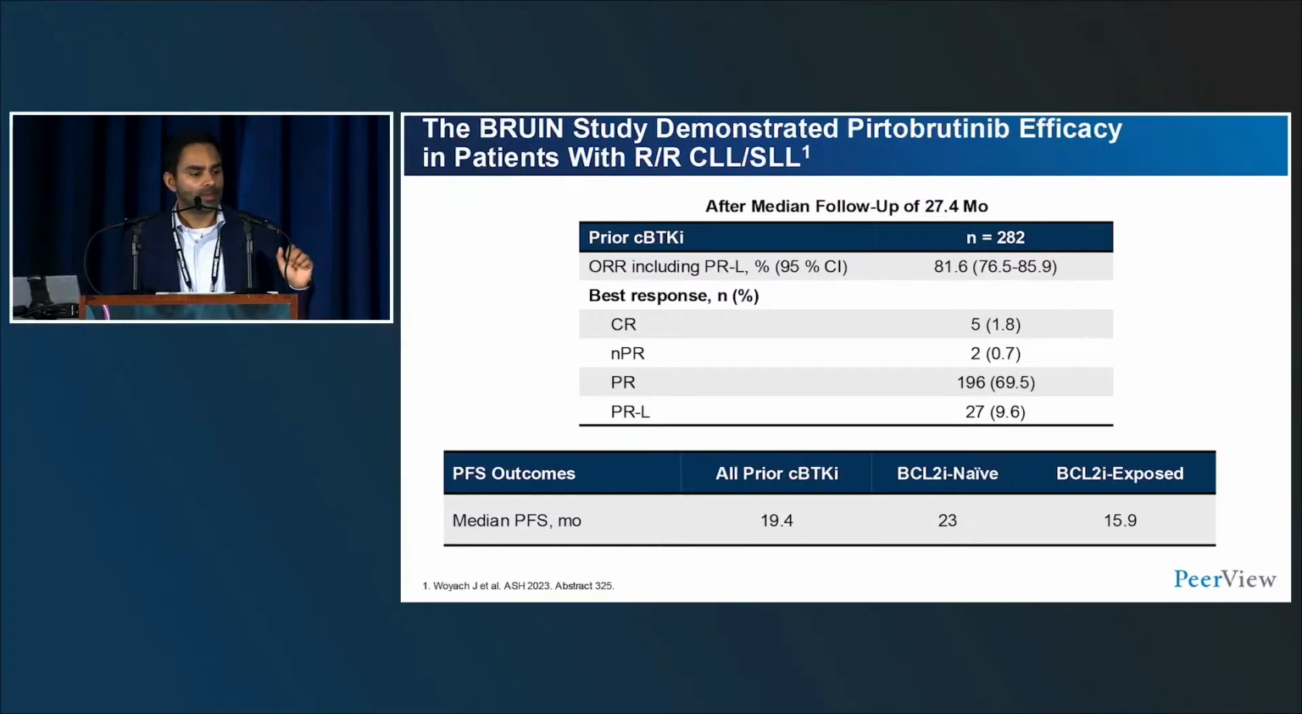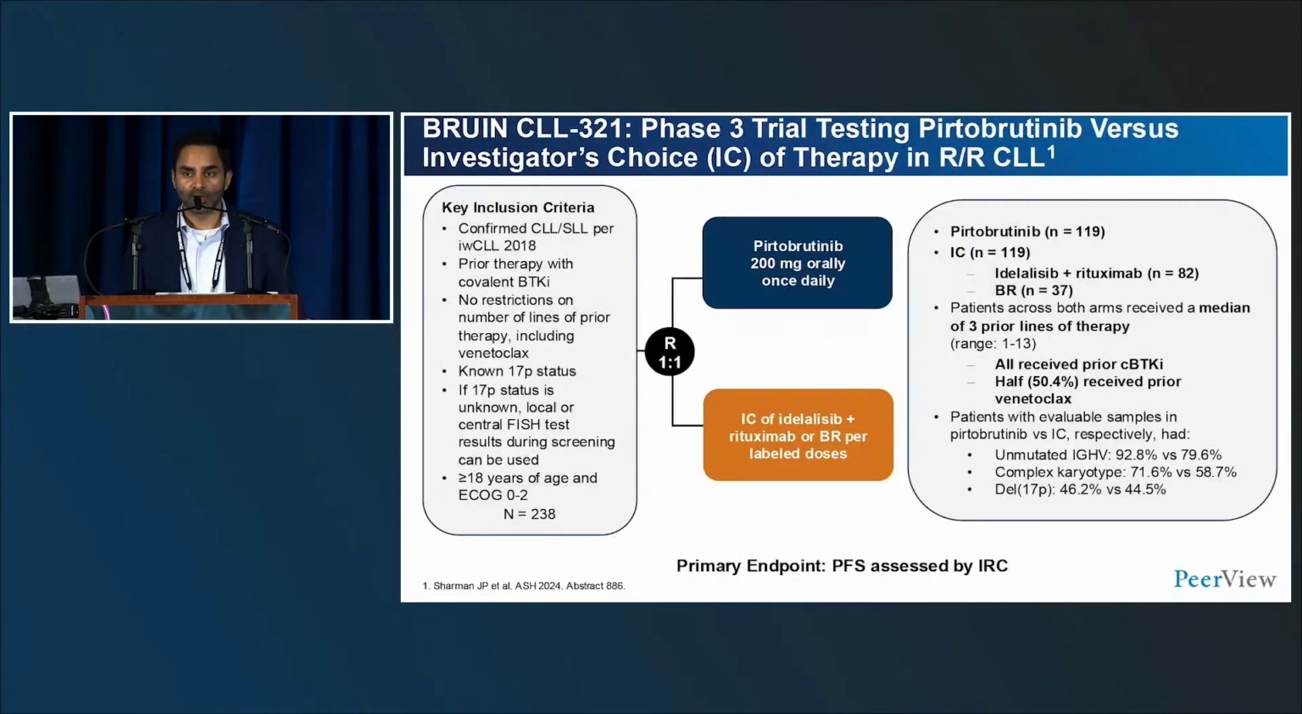Now, I will note that many of the patients on BRUIN who enrolled in this study had many lines of prior therapy. So a lot of these patients probably also had exposure to chemoimmunotherapy. So when we look at the PFS, that's important to note. We also saw an update at this year's ASH of a randomized study of pirtobrutinib, comparing pirtobrutinib to investigator's choice of either idelalisib-rituximab, or BR. So this study, BRUIN 321, shown here, essentially demonstrated, perhaps no surprise, that pirtobrutinib was superior to the IC combination.